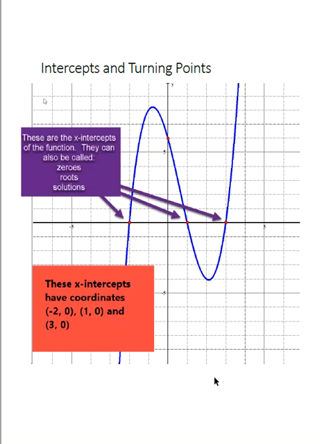So this graph here is in blue. It is a cubic function, which we'll be learning about later. Right now you can see the x-intercepts are highlighted, pointed to by the purple arrows here. X-intercepts can also be called zeros, roots, or solutions depending on what you're using them for. And just down here in the red box you can see the order that we want to write our x-intercepts, the x value first, y value second.